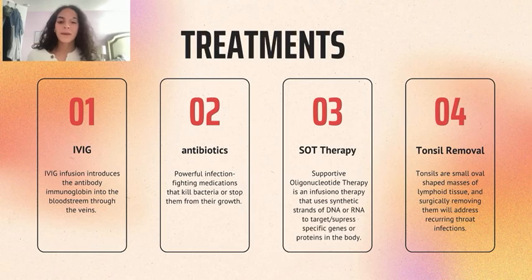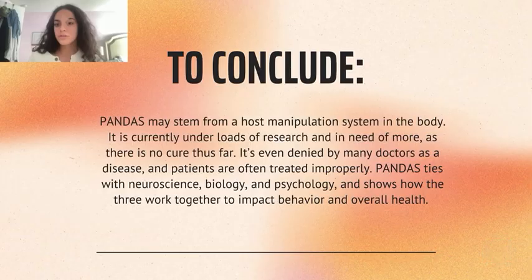So, of course, getting PANDAS is super scary, but there are a few treatments that are found to work. IVIG, which infuses immunoglobulin into your bloodstream; antibiotics to help fight the strep infection; ASO therapy, which uses synthetic strands of DNA or RNA to suppress specific genes or proteins; and tonsil removal, where the tonsils are in your throat and getting them removed helps address the recurring throat infections.